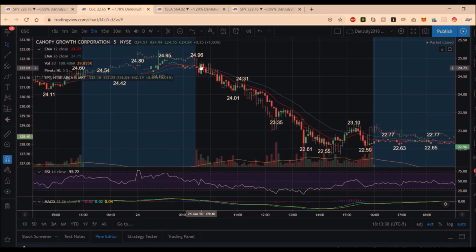Here's CGC, the 5-minute time frame on this chart with SPY. So SPY pulled back 1% this day, and CGC went tick for tick with it, but this pullback on CGC is more like 6 or 7%. That's a very bearish correlation.